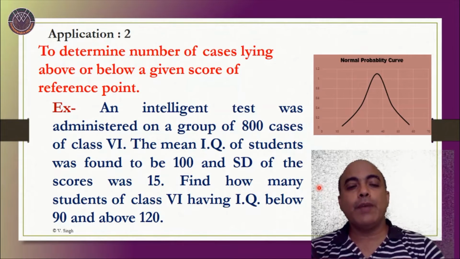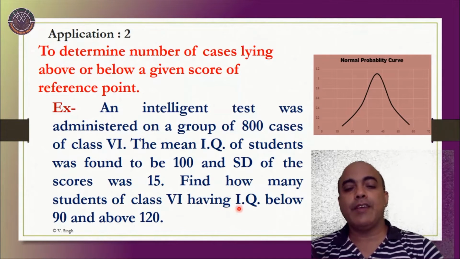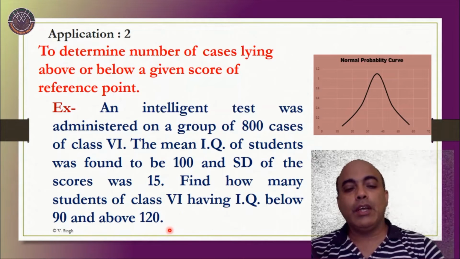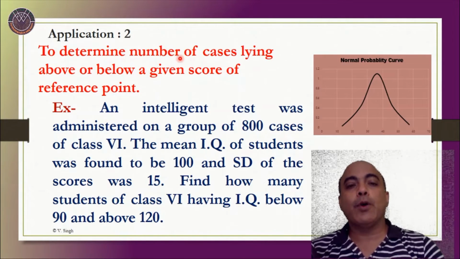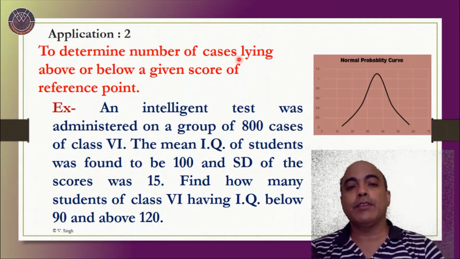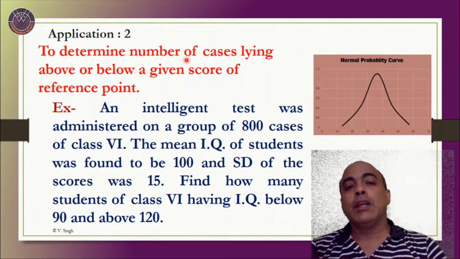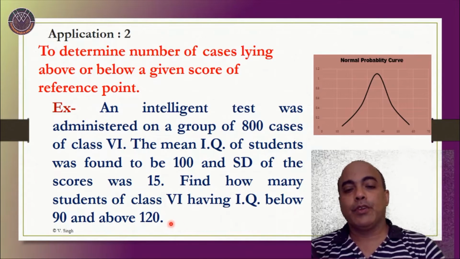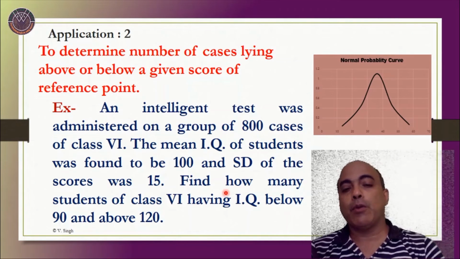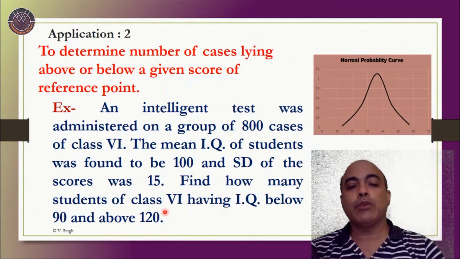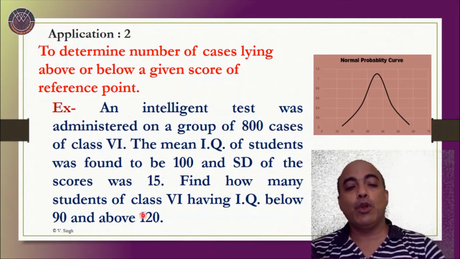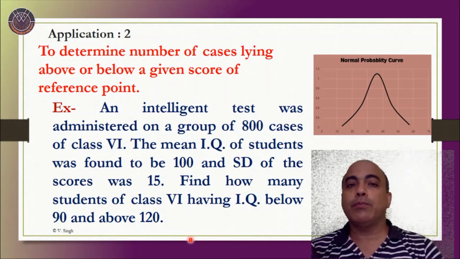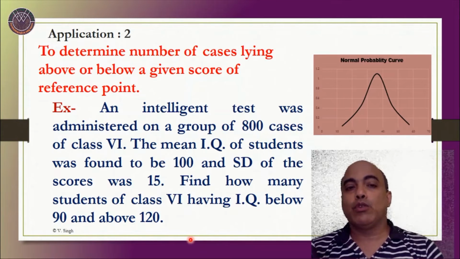Find how many students of class 6 having IQ below 90 and above 120. So here we are going to determine number of cases, not percentage of cases. We are going to see number of cases lying with a point of reference. So here in this particular problem, we have to get how many students of class 6 having IQ below 90 and above 120. So let us see how we will use normal distribution properties to solve this particular problem.